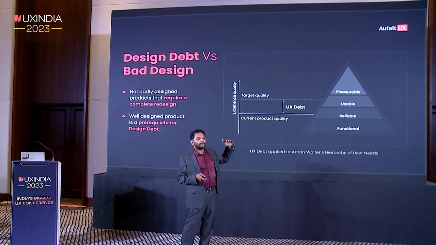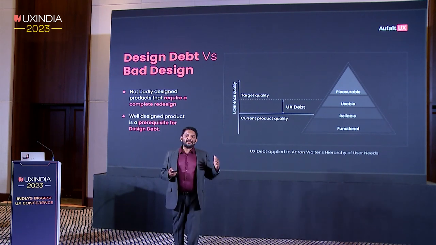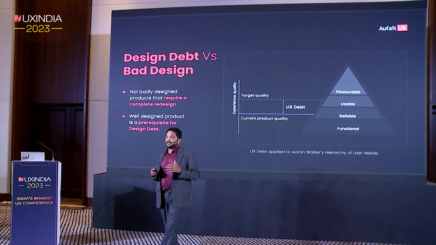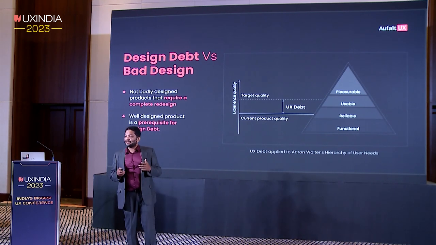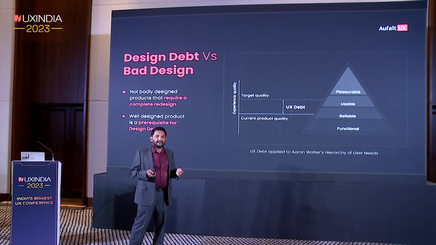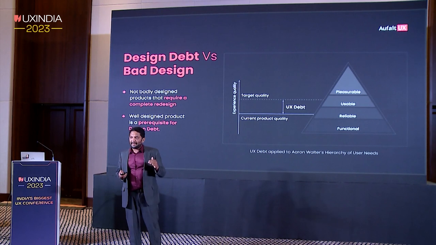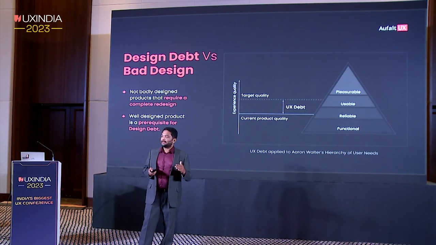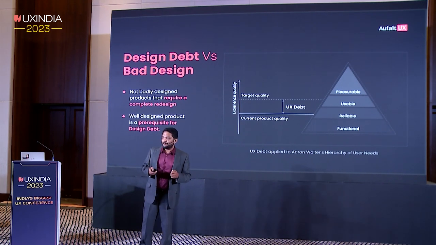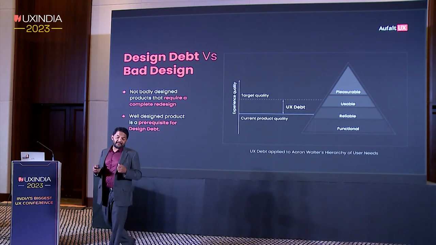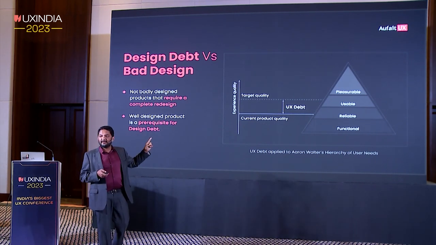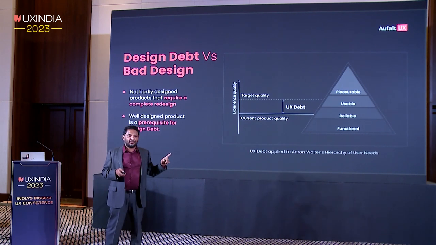Just to tell you, in the product maturity cycle from functional, reliable, usable, to pleasurable, design debt comes in at a certain stage. It's not about a totally bad design product. It's not about something you haven't really started designing. Once you have some design in place, you start missing things, and then it accumulates over time. It's about the imperfections generated after a freshly designed project. So having a well-designed product is a prerequisite for design debt issues.